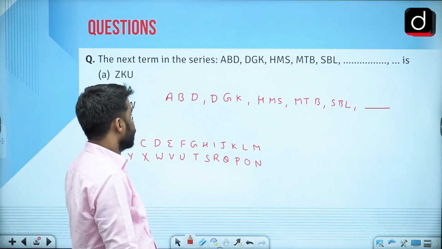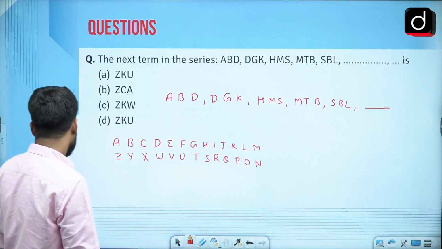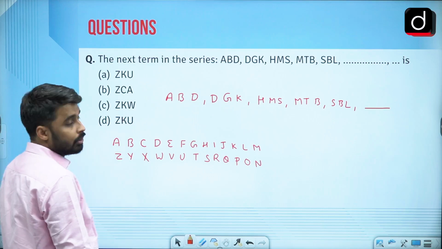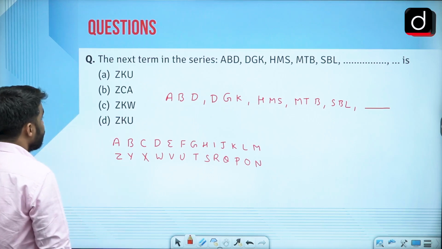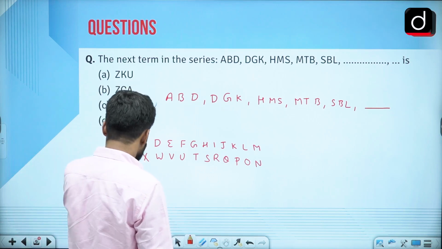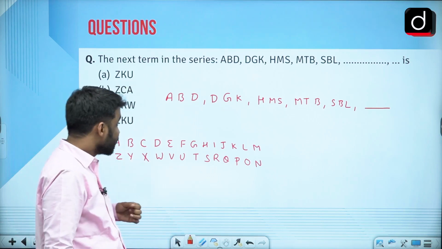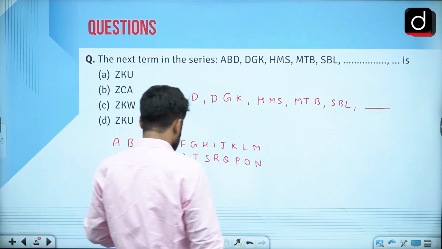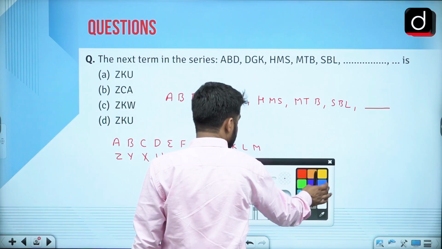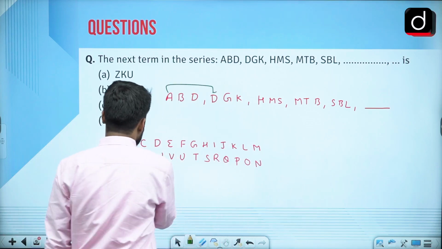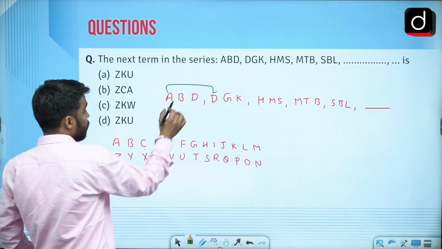All right, let's see what the correct answer was. Right, that was option C. See whether you got it correct or not. If not, please see the solution. Right, so now for every term, let's start with their first letter. We are going to find the gap from the first letter to the first letter of the next term. Here from A to D, the gap is 1, 2, 3.